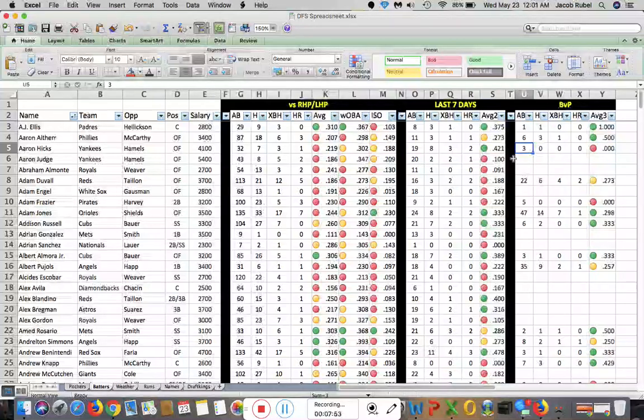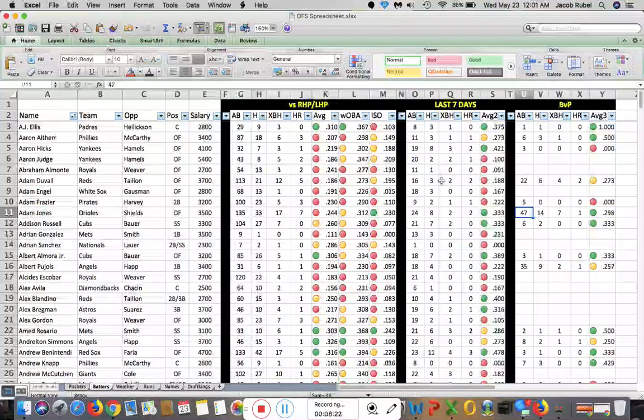Usually people are mixed on the importance of BVP, but I like to include it for people who care about it. Obviously here, AJ Ellis we see is 1-for-1 against Jeremy Hellickson. So, how important is that? Or down here we see that Adam Jones has 47 career at-bats versus James Shields and is 14-for-47 with 7 extra base hits and a home run for a .298 average.